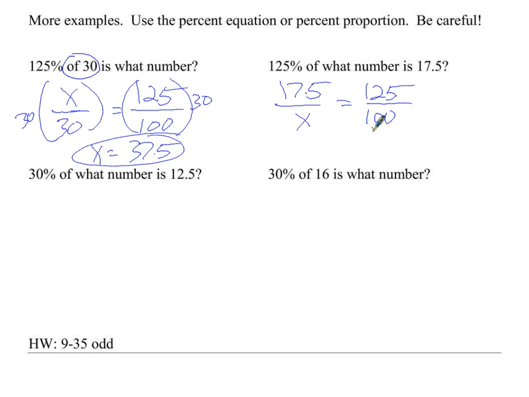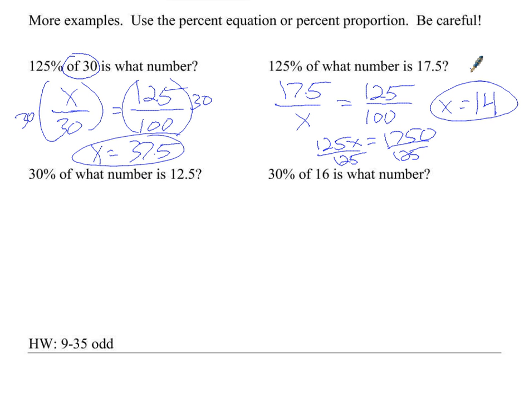I multiply and I get 125 x equals 1,750. Then I divide both sides by 125. And I get x equals what? 14. And I did get a smaller number, and I should have. 125% of 14 is 17.5. If I take 1.25 times 14, I get 17.5.